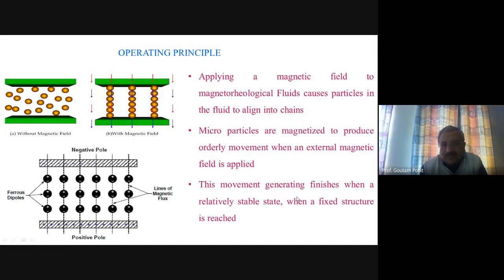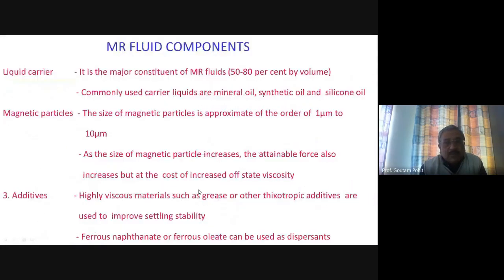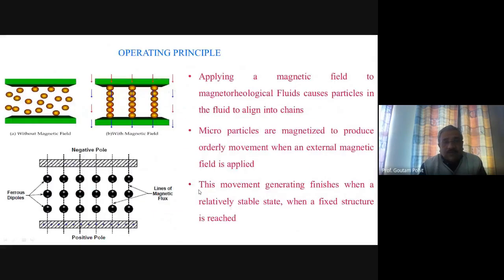See, there is a mistake in the sentence. This movement comes to a stable state. This is the stable state which has come. After that, there won't be any change in the properties. Now, when it changes from here to here, there is a change in the stiffness of the material, basically.